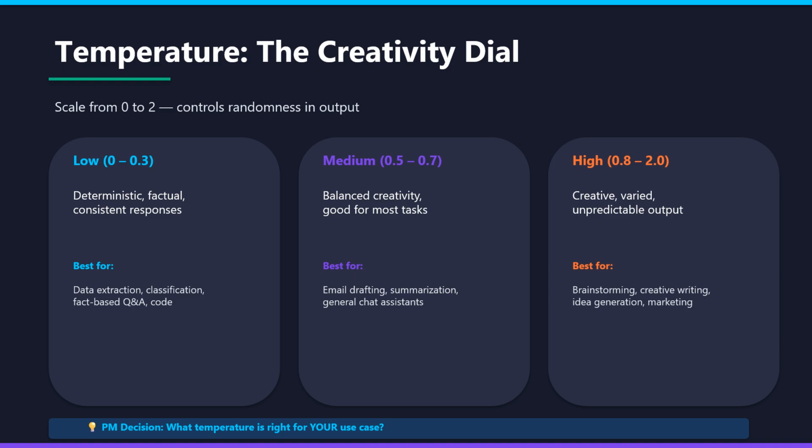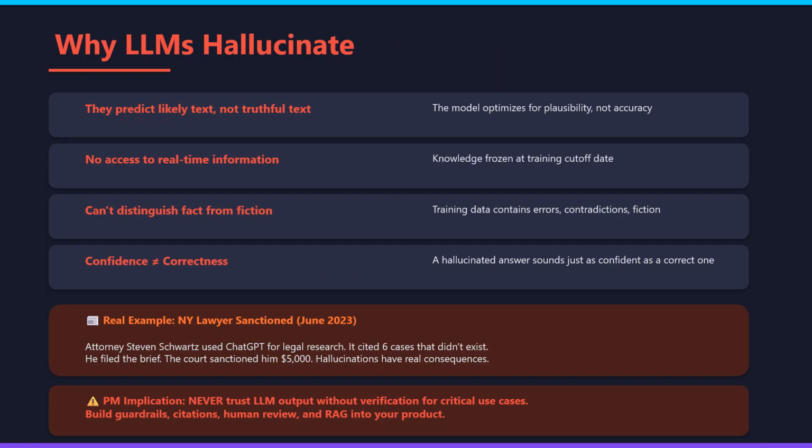Okay, fine. Fourth key concept, hallucination. This is one that keeps PMs up at night, and rightfully so, right? Hallucination is when the model generates text that sounds confident and plausible but is factually wrong or completely made up. And it does all of this with the same confident tone as when it's being accurate, right?